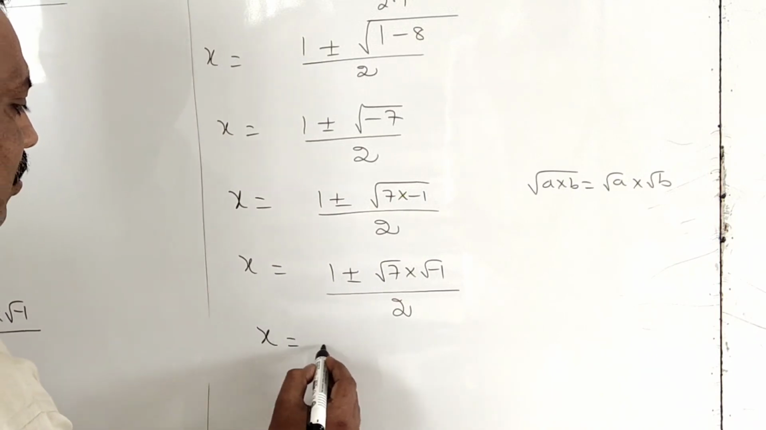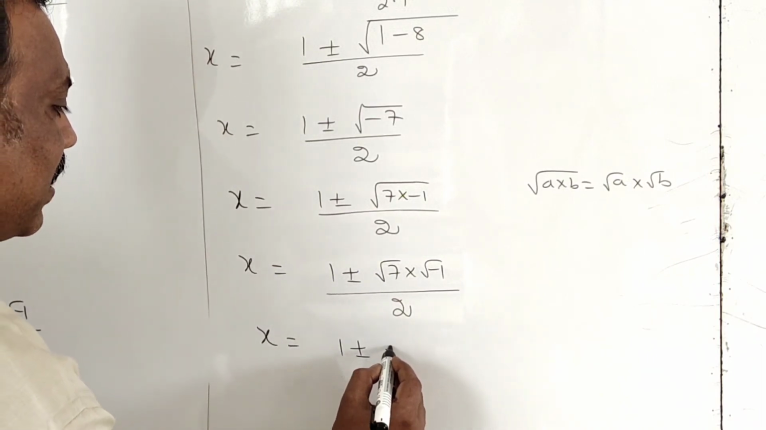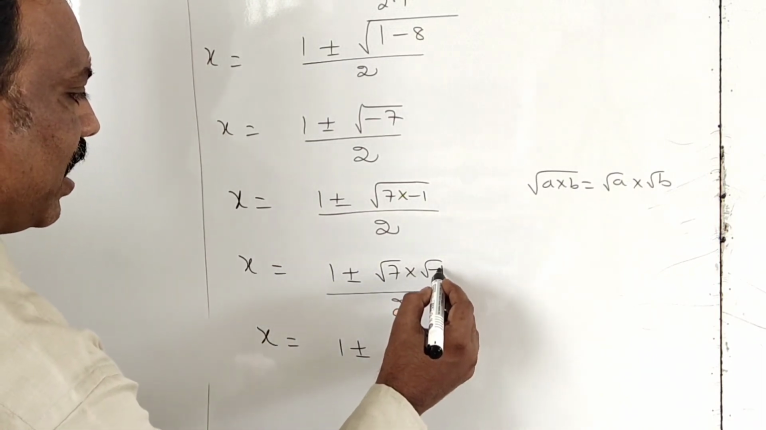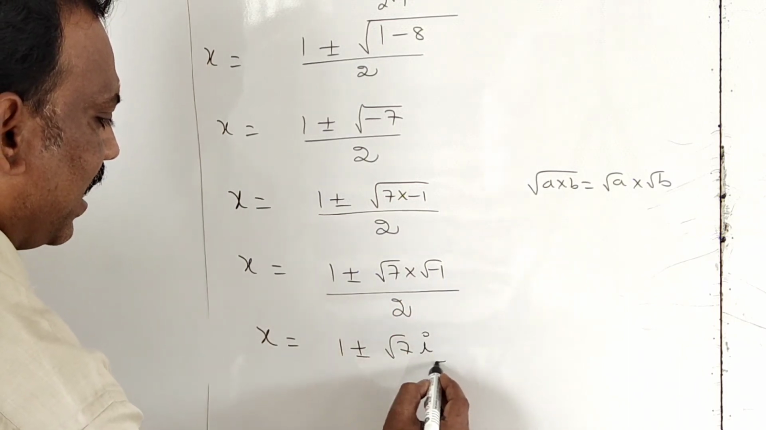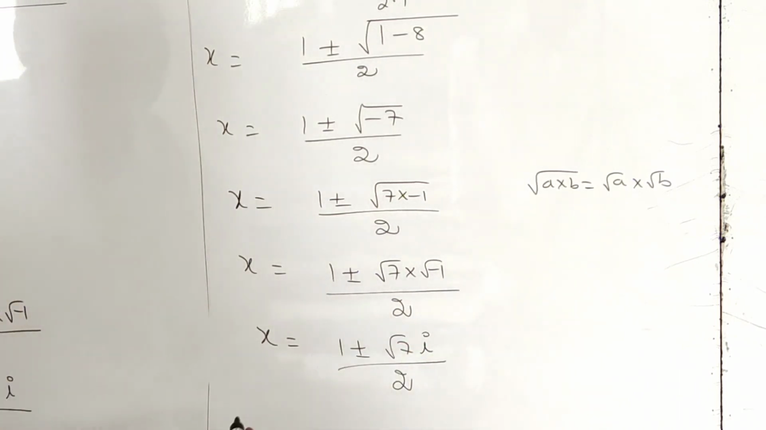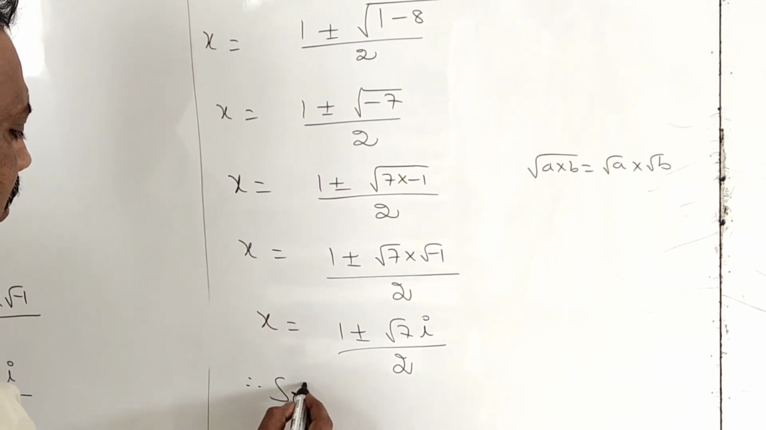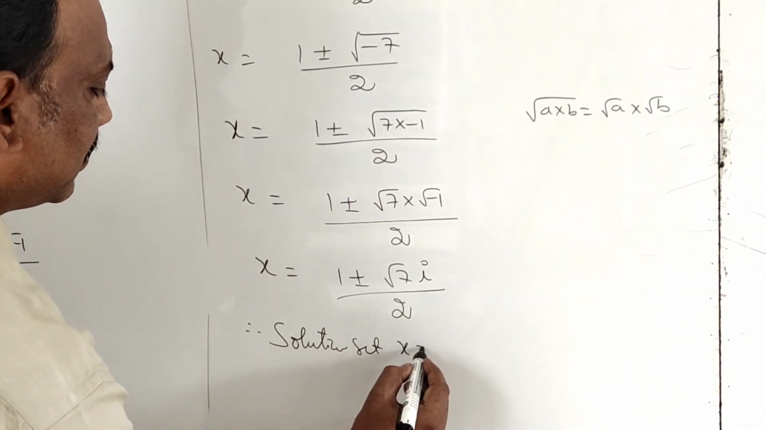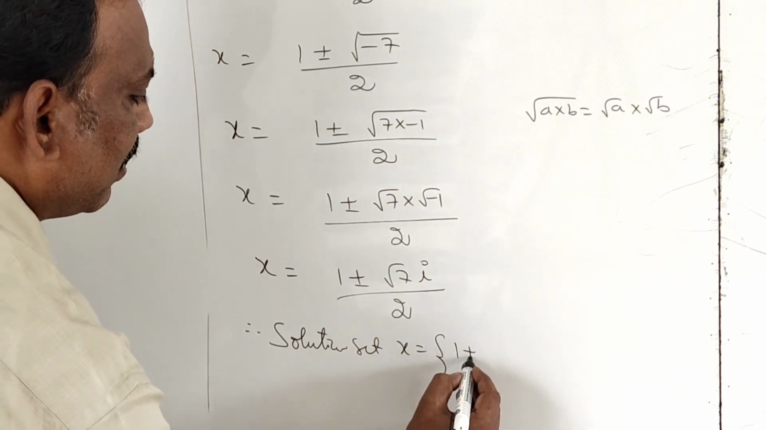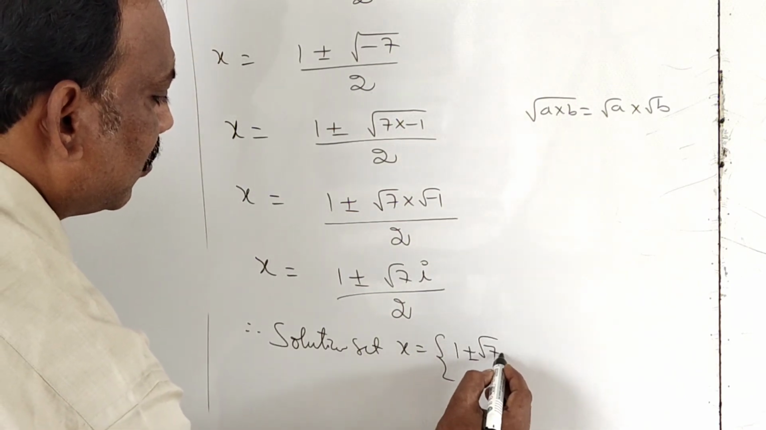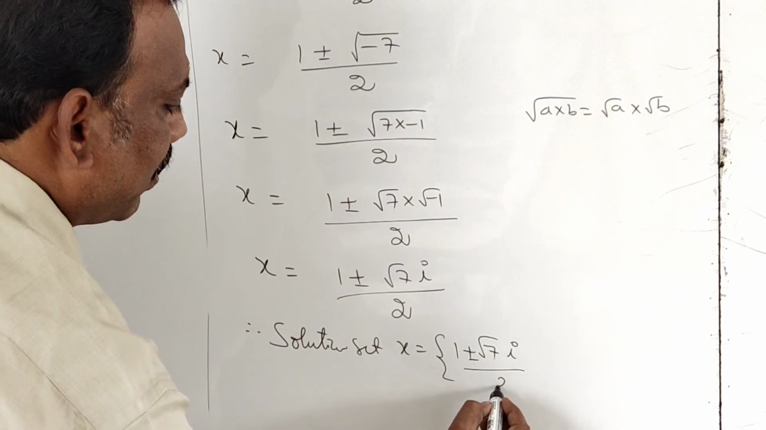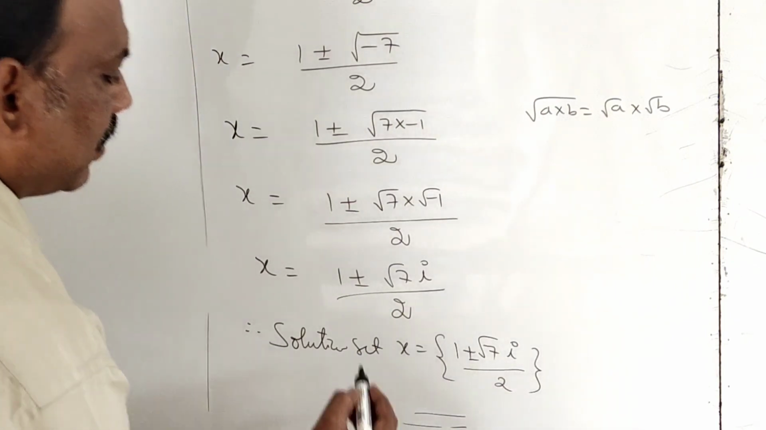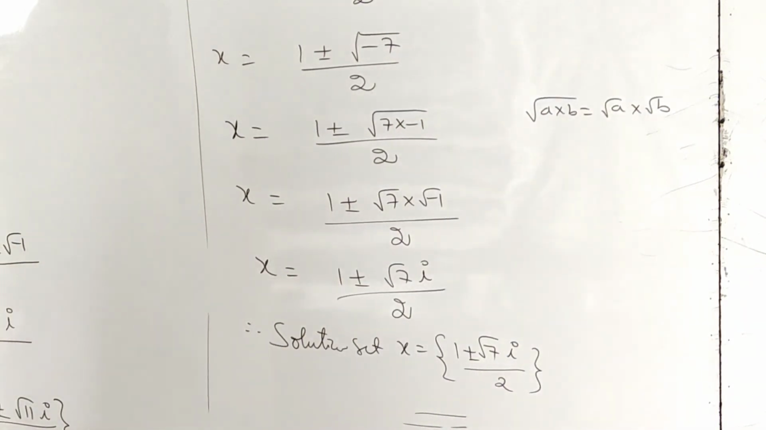So x is equal to 1 plus or minus root 7, and the known value of root of minus 1 is i, upon 2. This is the solution or x value. Solution set: x is equal to the set of (1 plus or minus root 7 i) upon 2. This is the solution of the given quadratic equation.